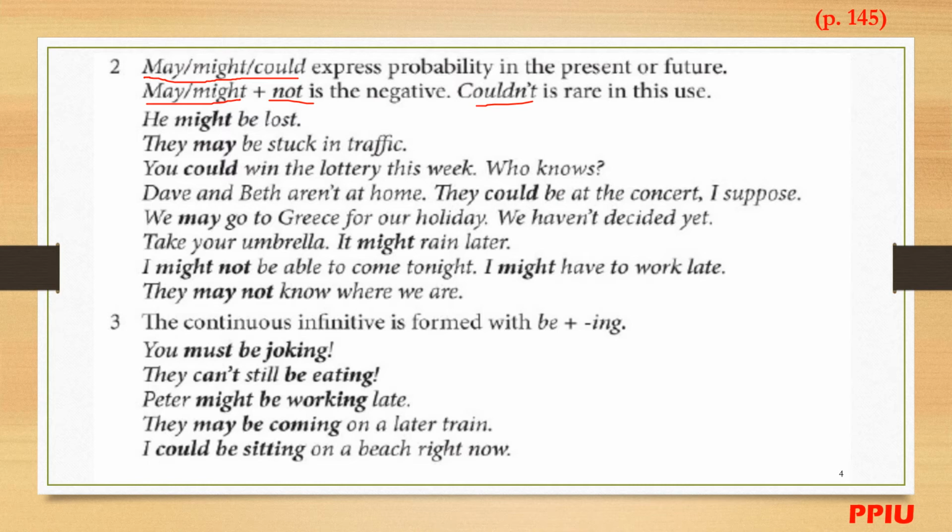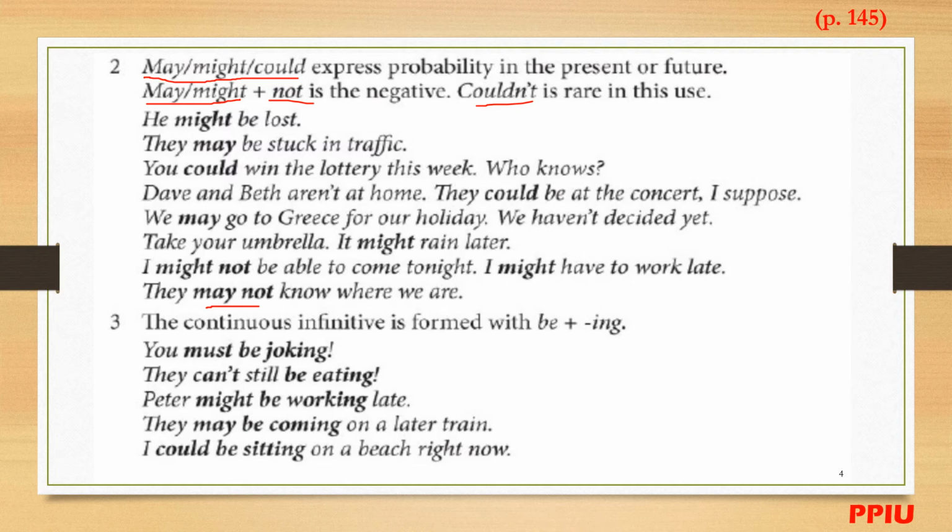Dale and Beth aren't at home. They could be at the concert, I suppose. We may go to Greece for our holiday. We haven't decided yet. Take your umbrella, it might rain later. I might not be able to come tonight. I might have to work late. They may not know where we are. Talk about negative, right?